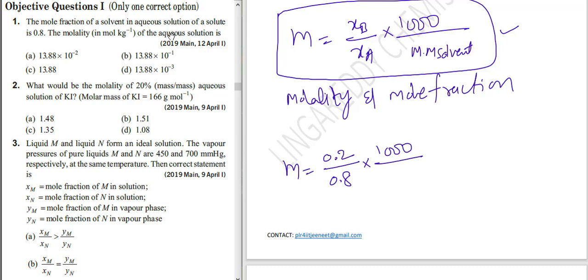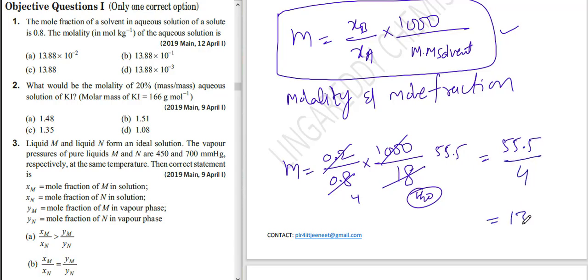Here aqueous solution is given. Aqueous solution means water. The molecular mass of water is 18. So 1000 by 18 becomes 55.5, always you will do. Then 2 by 8, that is nothing but 1 by 4. So 55.5 upon 4 equals approximately 13.8. So your answer will be C. Understood?